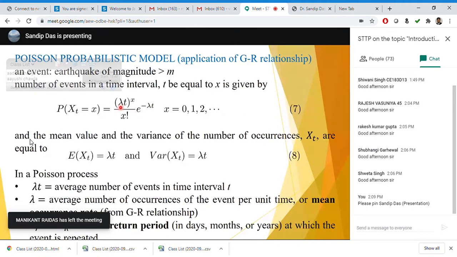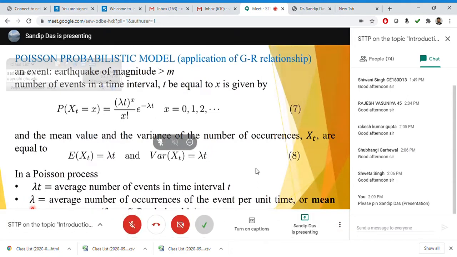So here, what is that lambda? Because you have defined the event as the earthquake of magnitude greater than m, is it not the same lambda m that you are actually getting from the GR relationship? The answer is yes. So if you are really going to fit a Poisson model, the very basic input, the lambda, is actually the lambda m which you are getting from the GR relationship.